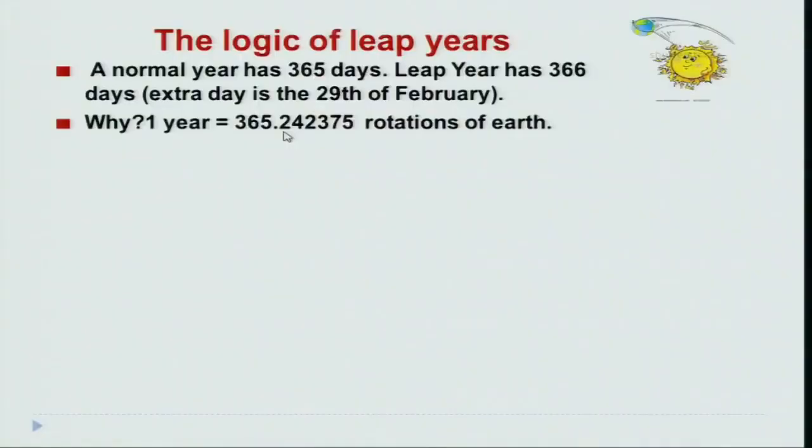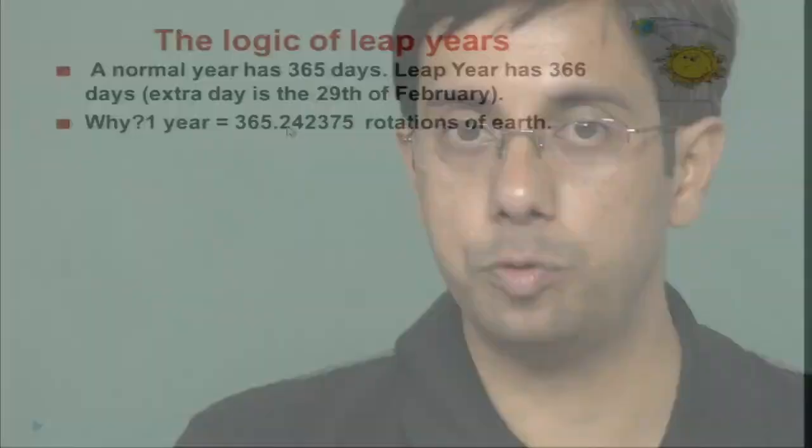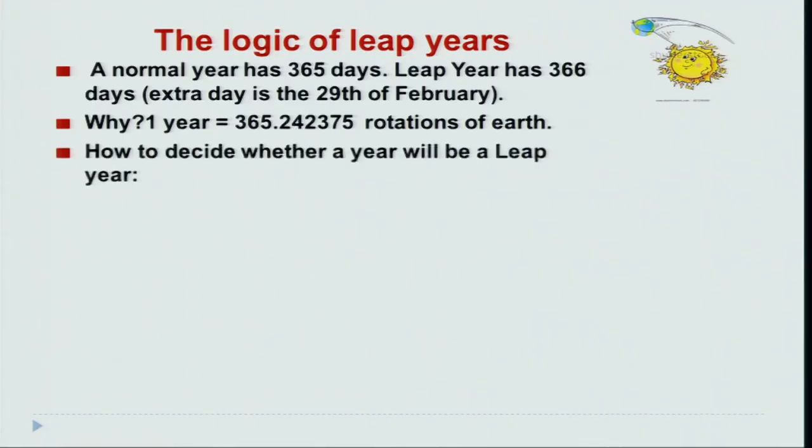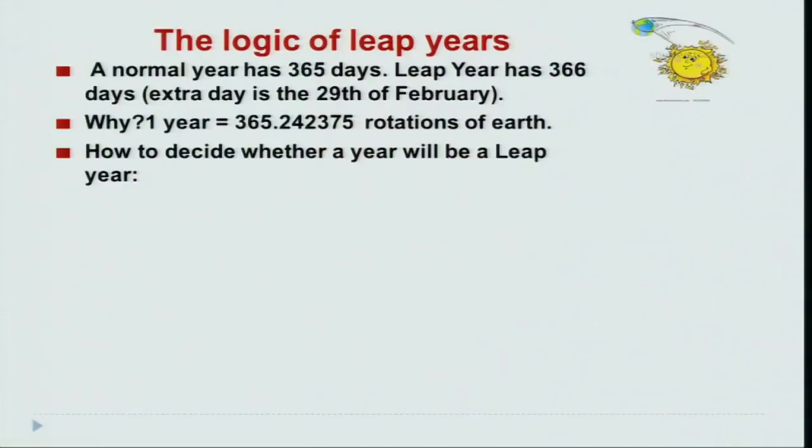You can calculate it as follows. The remaining number after the decimal point is roughly 0.25. So, at a rough cut, let us say that every 4 years, because of this 0.25, you will lose 1 day. Every year you are losing about a quarter of a day. So, every 4 years you will add a day.